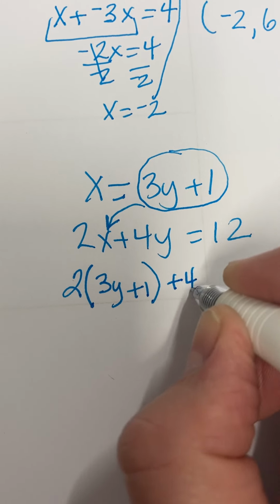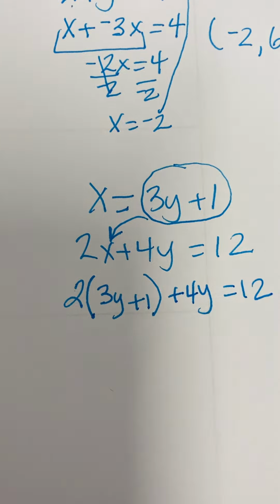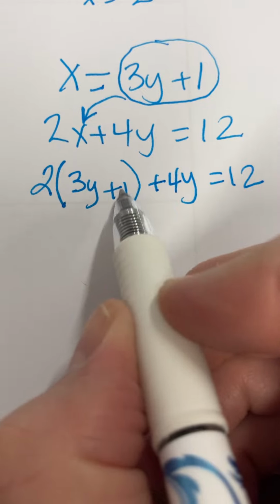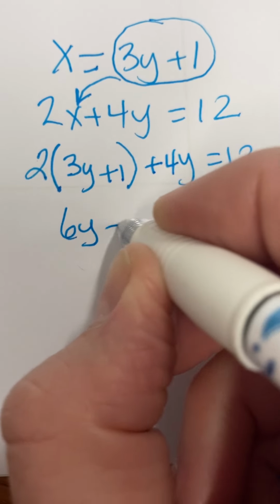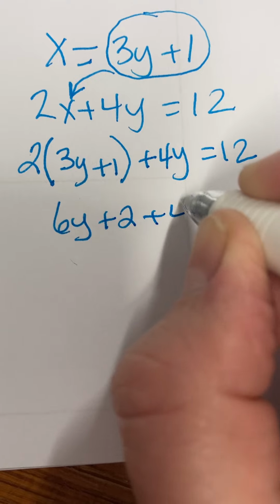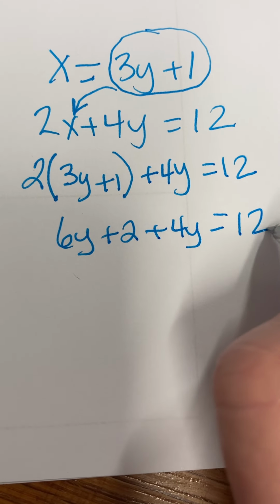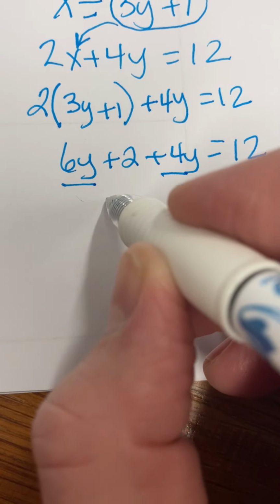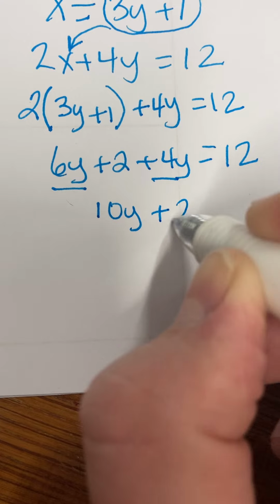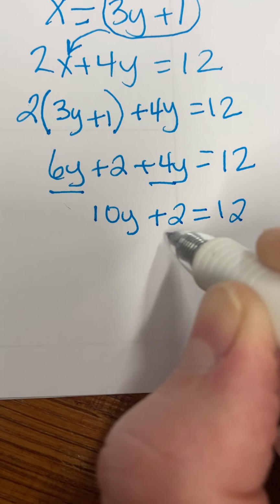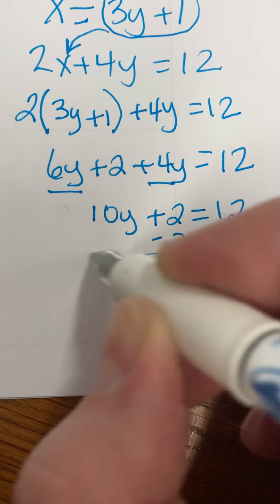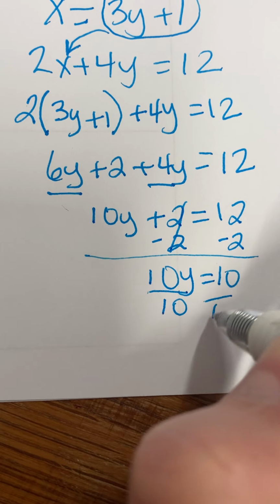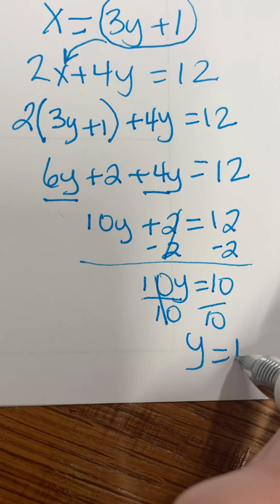All right, so then plus 4y is equal to 12. Not bad, just a little bit more math in here. So you're going to distribute the 2 across. 2 times 3 is 6y. 2 times 1 is 2. Plus 4y is equal to 12. All right, combining like terms here. 6y plus 4y is 10y. Plus 2 is equal to 12. Subtract your 2. You get 10y is equal to 10. Divide both sides by 10, and you get y to equal 1.